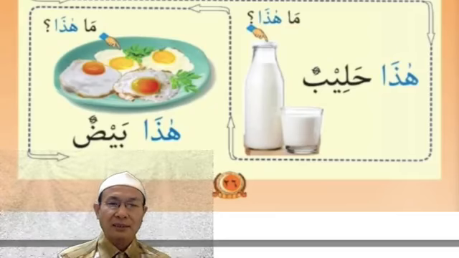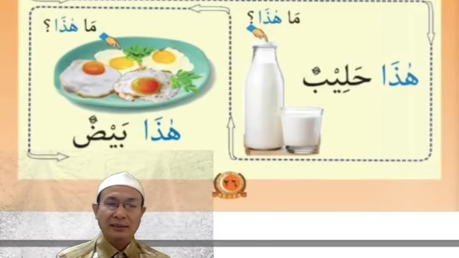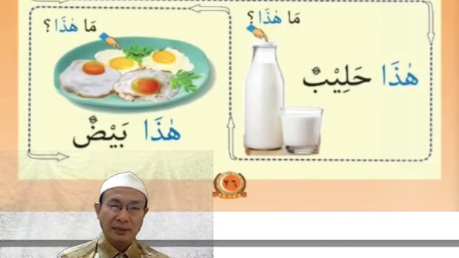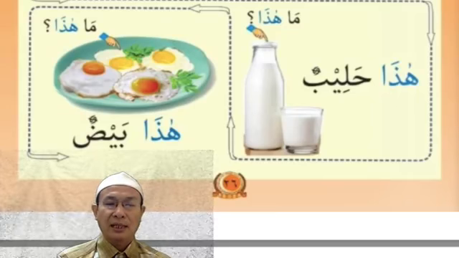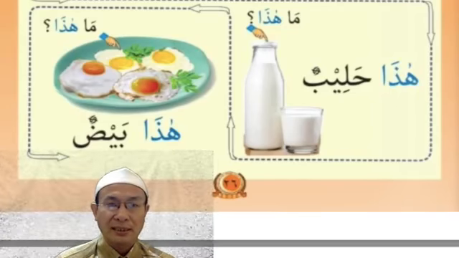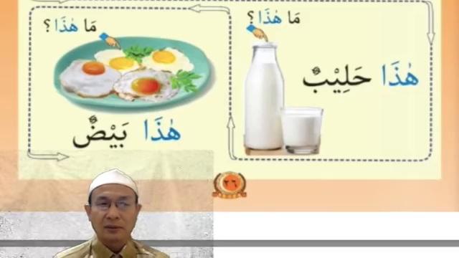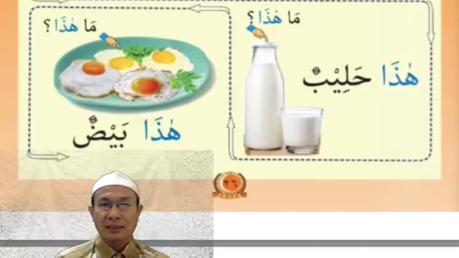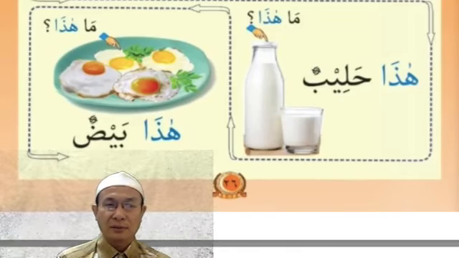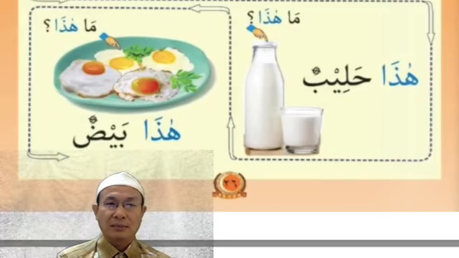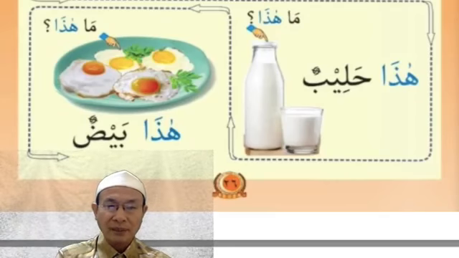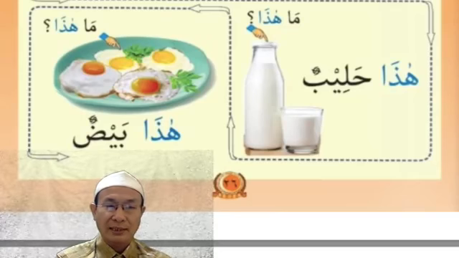And again, how do you say this is milk in Arabic? You say هذا حليب. This is milk. Alright? And now please look at the picture on your left side.